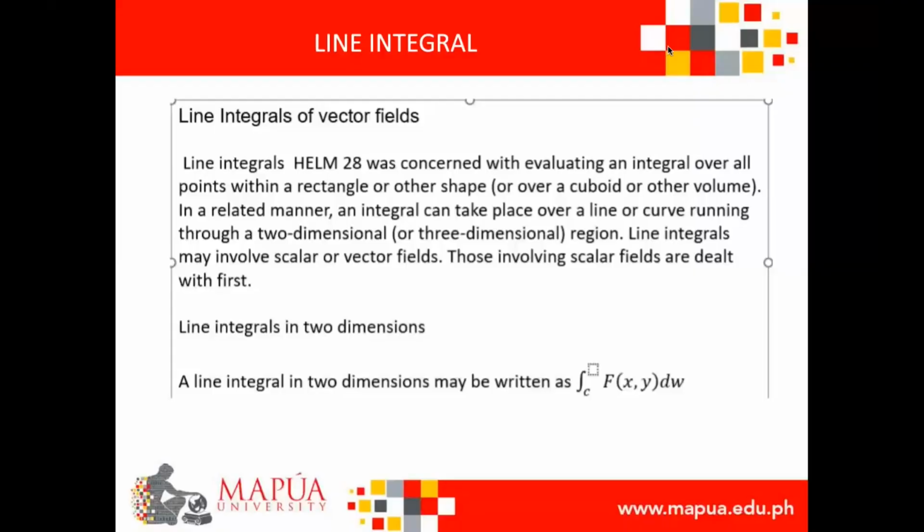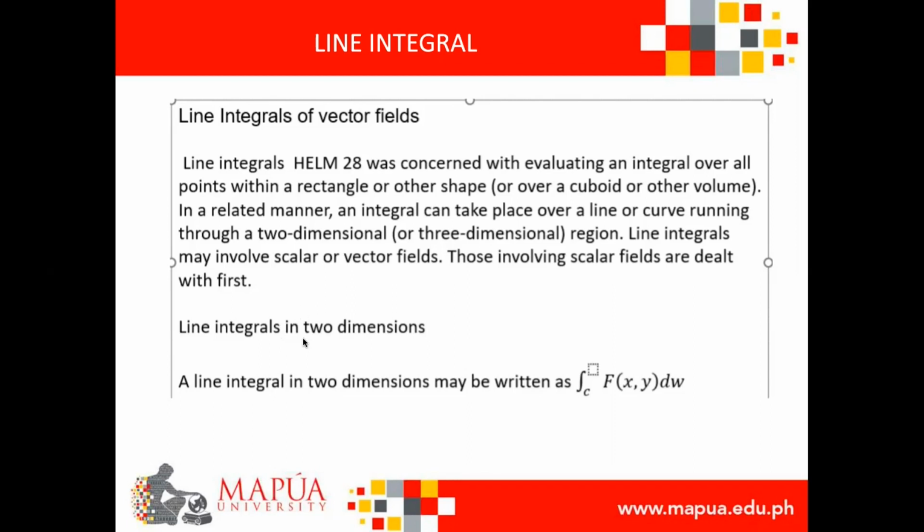Let us get to know line integrals of vector fields. According to Helm 2008, line integration was concerned with evaluating an integral over all points within a rectangle or other shape, or over a cuboid or other volume. In a related manner, an integral can take place over a line or curve running through a two-dimensional or three-dimensional region. Line integrals may involve scalar or vector fields. Those involving scalar fields are dealt with first.